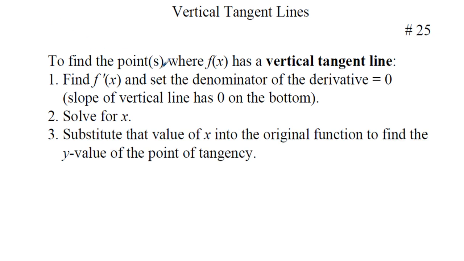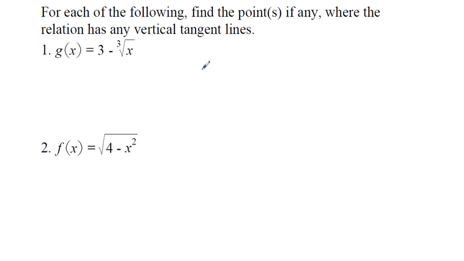To find the point or points where f of x has a vertical tangent line, find f prime of x, or the first derivative, and set the denominator of that derivative equal to 0. Then solve for x, which gives the x value at the point of tangency. Substitute that x value into the original function to find the y value of the point of tangency, and then we have an xy coordinate pair. And we have a few problems that are going to demonstrate the application of finding a vertical tangent.